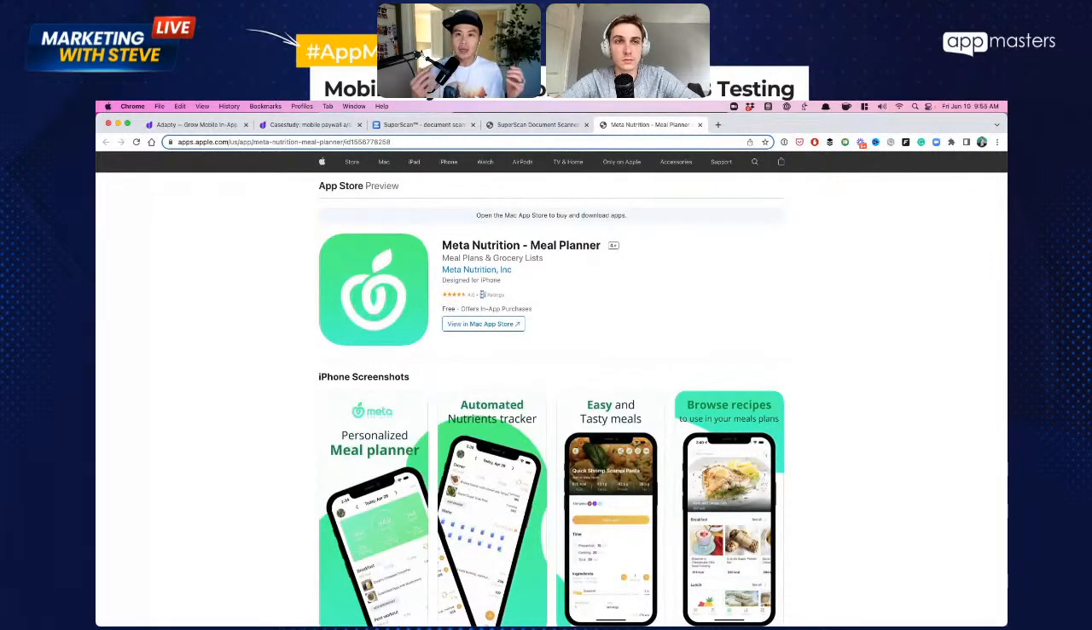But I do feel like, Vitaly, you're a mathematician, it comes down to simple math. You have to drive downloads. You have to understand the funnel. And so I feel like with ASO these days, you need an element of paid acquisition.